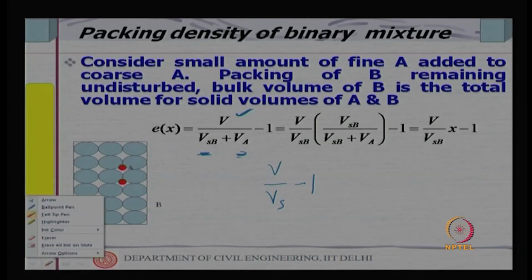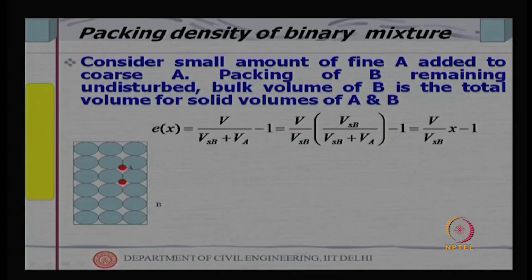Again, I do a little bit of algebraic manipulation. V can be separated out as, just multiplied by top and bottom by VSB both sides. So, I just multiply by this VSB, simply multiply this by, because I want to get x and this is my x. So, I want to get x. So, what I have done, I have just multiplied by this. So, this gives me V by VSB x minus 1, right.